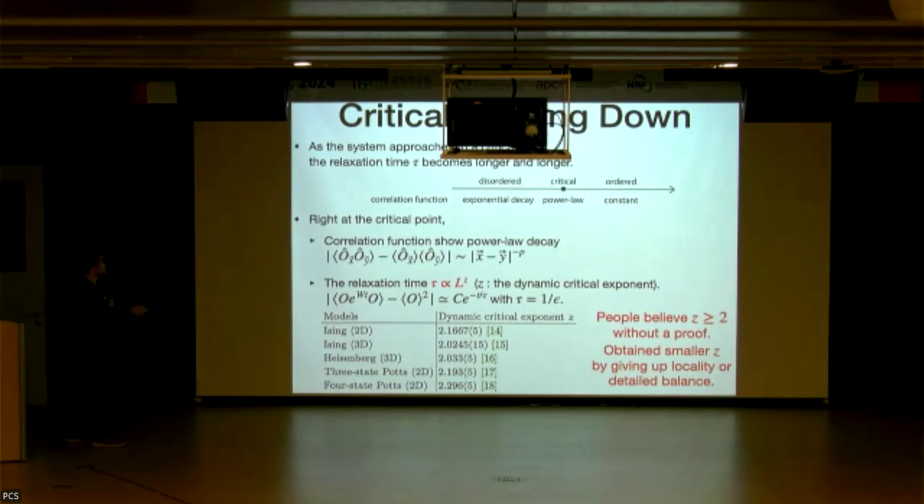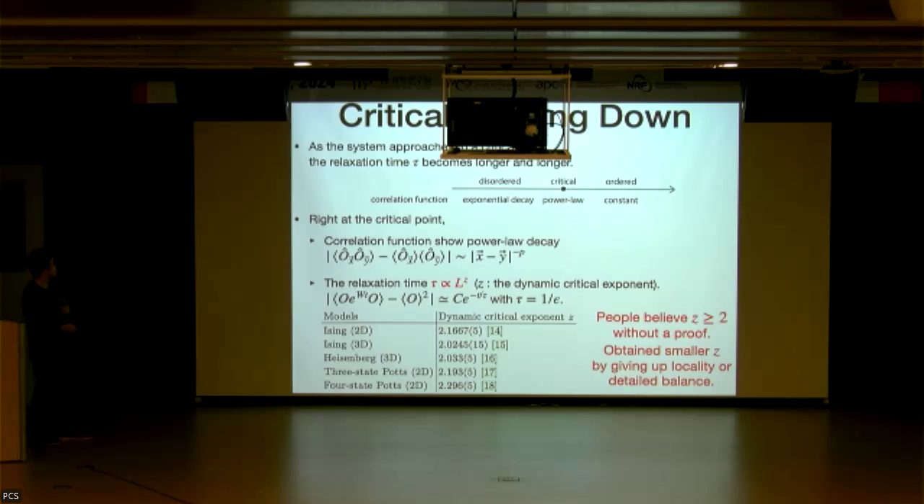As the system approaches the critical point, the time it takes to reach equilibrium gets longer and longer, proportional to the system size L to the power Z. This power Z is called the dynamic critical exponent. And people believe that this Z is greater than 2 without a proof. This is a list of many different systems, and they are all greater than 2. And people obtained a smaller power of Z by giving up the detailed balance condition or the locality of the update rule. That's what people usually do.